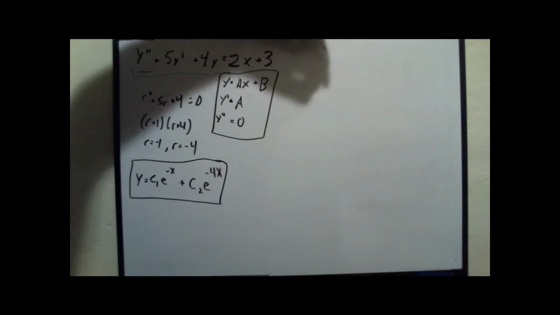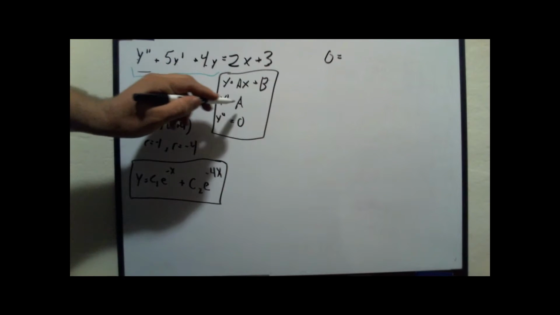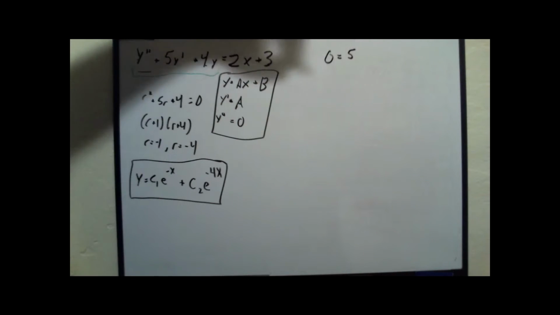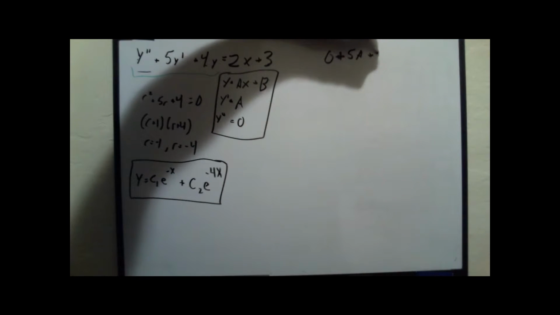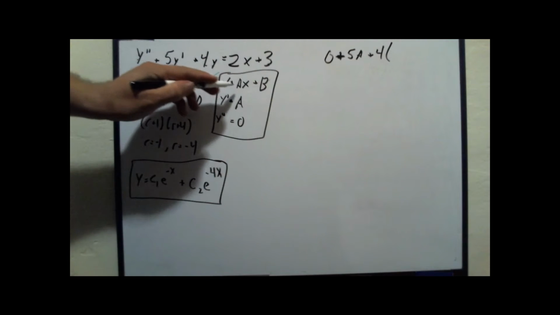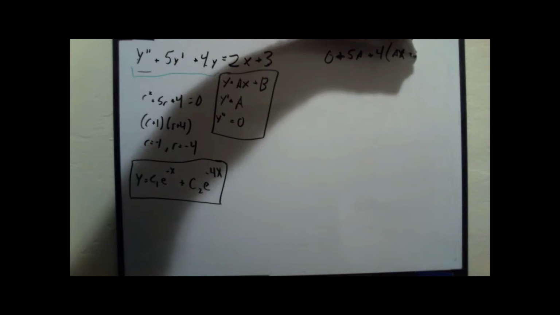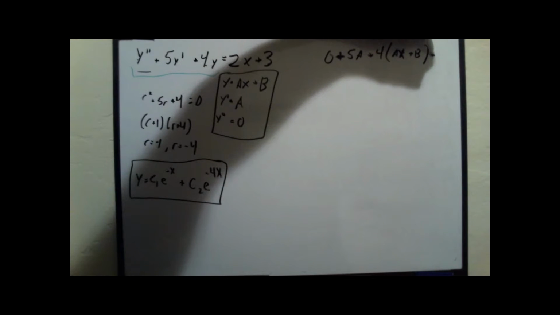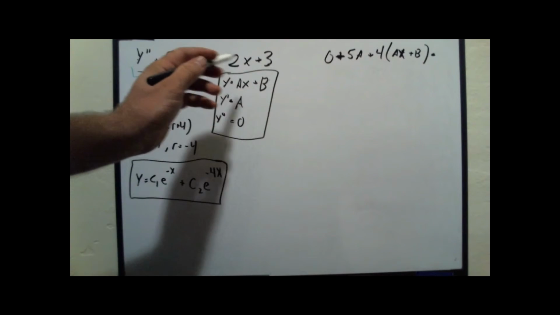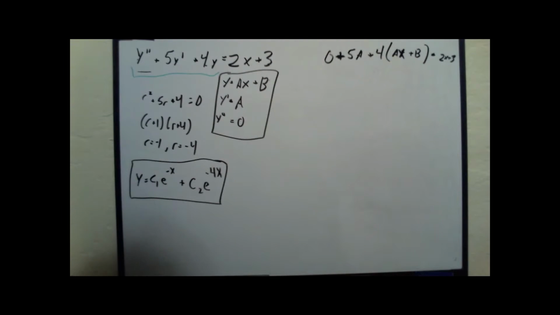So copying this down, I'm going to say 0 equals y double prime, 5 y prime, which is a, 0 plus 5a plus 4, and my y is ax plus b, and then I'm going to say equals, and what does it equal? 2x plus 3. Perfect! Just perfect!